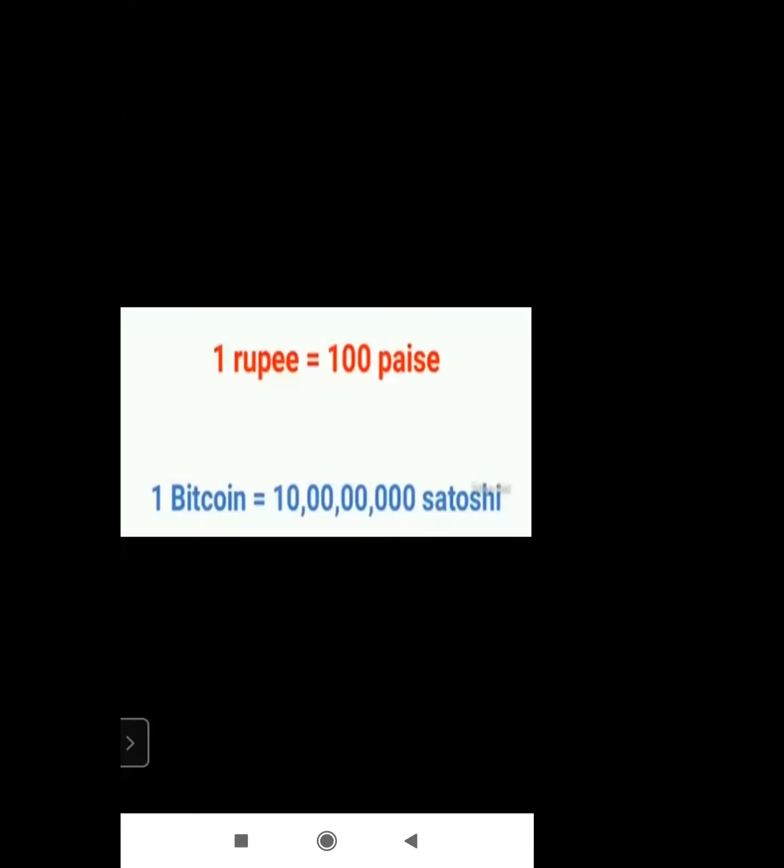For example, if we want to send 1,000 rupees to anybody, instead of sending that, we have to send the particular number of satoshis required for 1,000 rupees. And one more thing is that Satoshi Nakamoto set one rule, that only 21 million bitcoins should exist. Because of this, the demand for Bitcoin has increased, and many well-developed countries are using it.